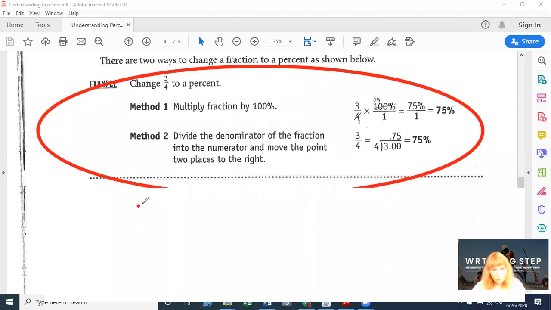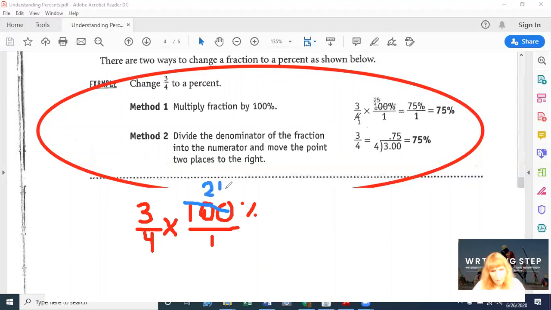So 3/4, we're going to change that over to a percent. The first method is to multiply the fraction by 100%. Just like it shows there, 100%, and you're going to put the 100 over a 1, and then use your canceling to cancel what you can. So this 4 will divide into 100 25 times, and 4 will divide into itself 1 time, and then you just multiply across the top and across the bottom.